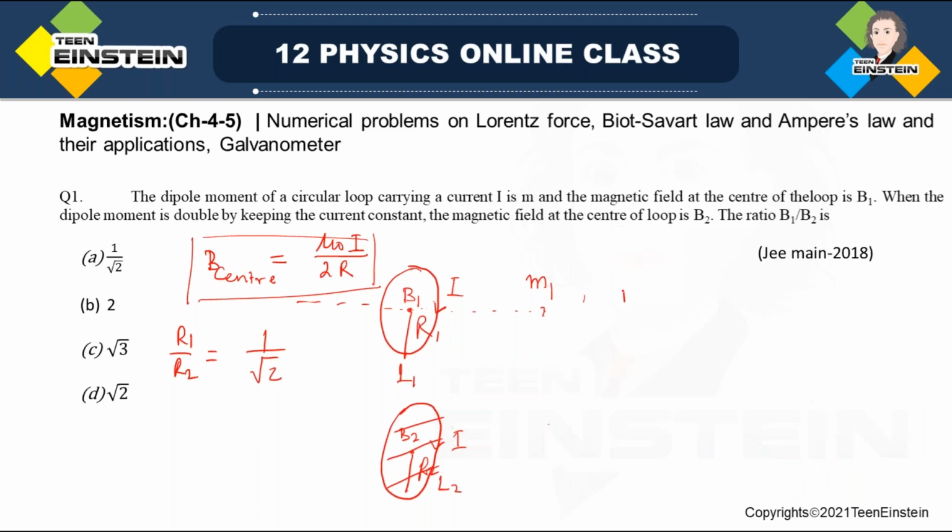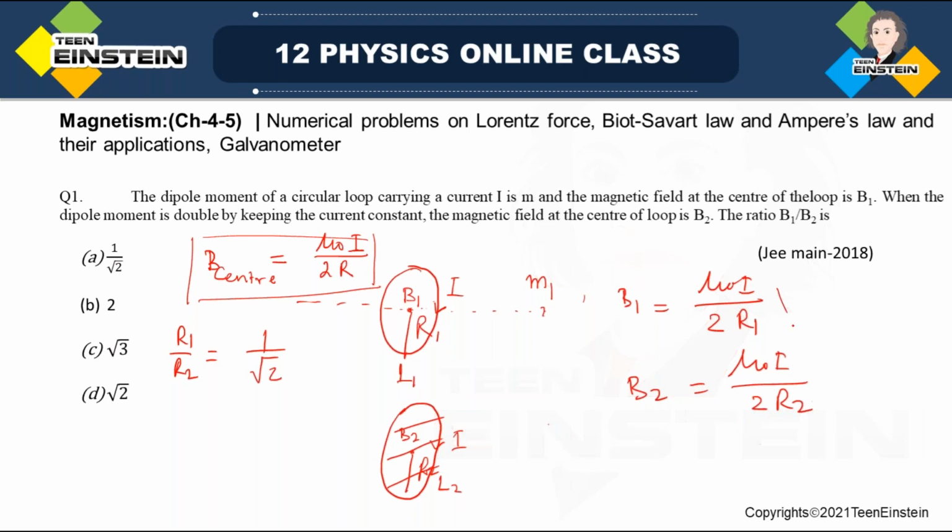B1 is then mu0 I over 2r1. This I is constant for loop 2 also. Here B2 I will be writing as mu0 I over 2r2, the same factors, the only thing different will be this r2. Okay, now let us take the ratio B1 by B2.